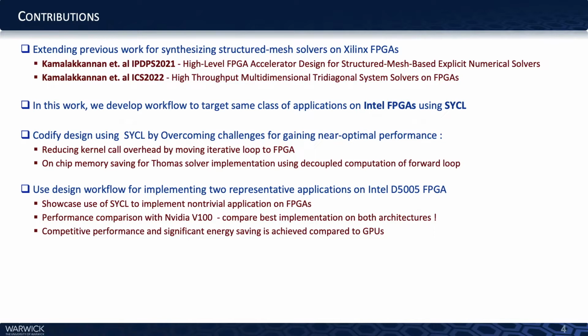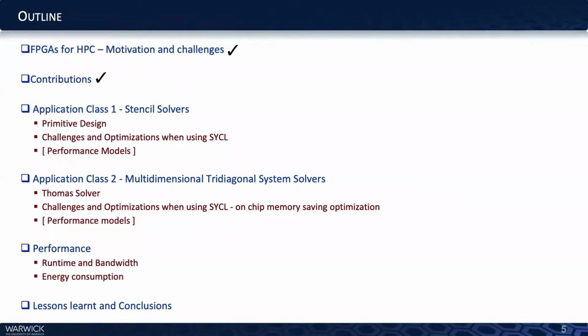We used these to showcase the performance of the designs on the Intel D5005 FPGA. To give you a sense of performance from this FPGA compared to best traditional architecture performance, we compare the same application on the NVIDIA V100 GPU using the best implementation on the GPU, which is CUDA based. Results show competitive performance with significant energy savings on FPGAs. We analyzed the performance and present a number of lessons learned as part of this work. So that is the motivation and contribution of this work.